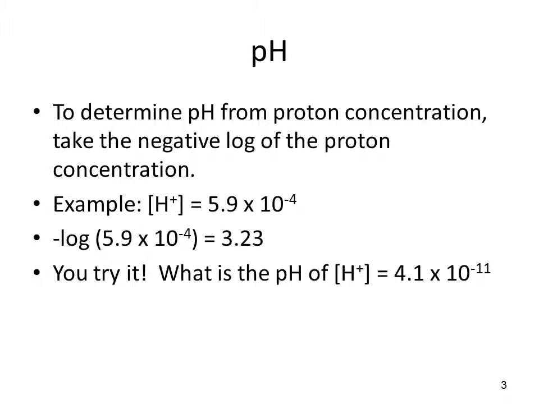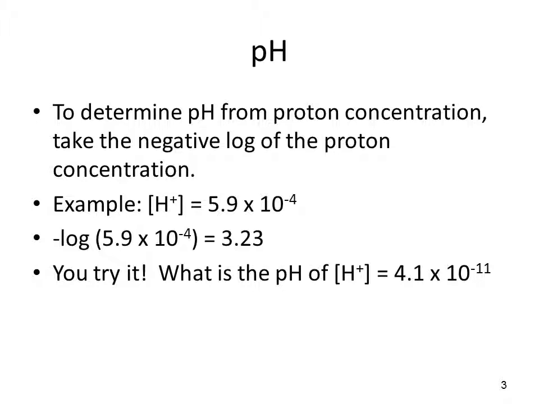So to determine pH from proton concentration, what you need to do is take the negative log of the proton concentration. If you're using a TI-83, the way that you're going to do this is you're going to press the log key first, enter in your number, and then press the parentheses and enter. Notice it will be a negative number. So you can remove the negative, or you can write negative log, put your parentheses and the number in it, and then your number will come out positive.